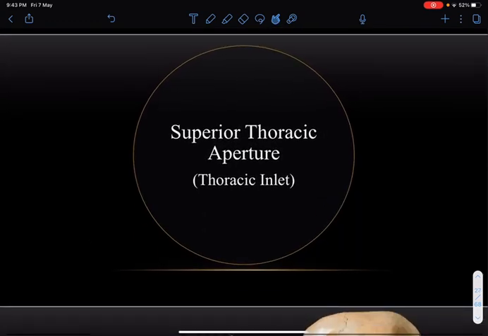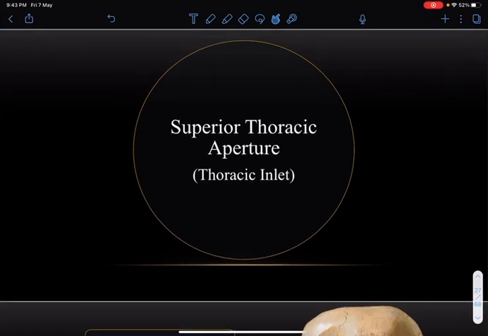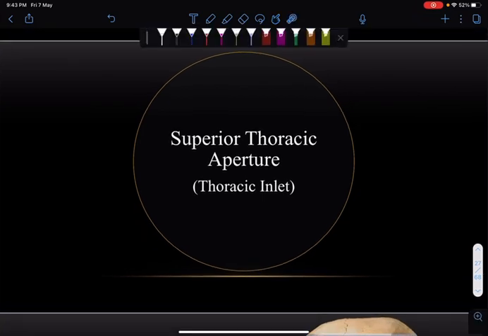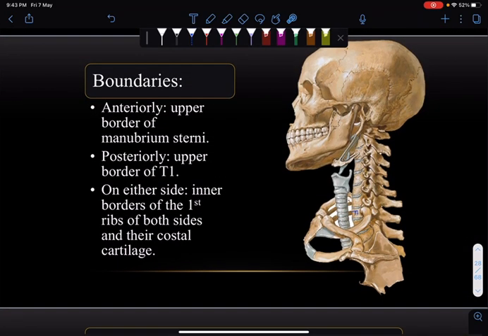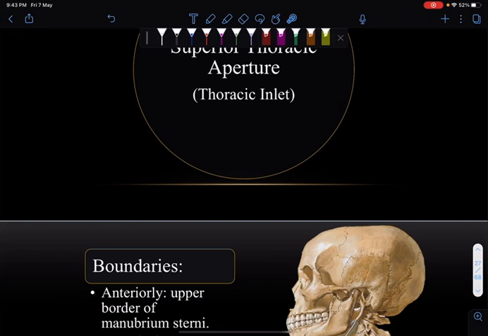نبدأ بـ superior thoracic aperture، thoracic inlet. هلا الدكتور قال إنه الأناتومي بيحكوا عن الأبيكس تبع الثوركس هنا بيحكوا عنه inlet.